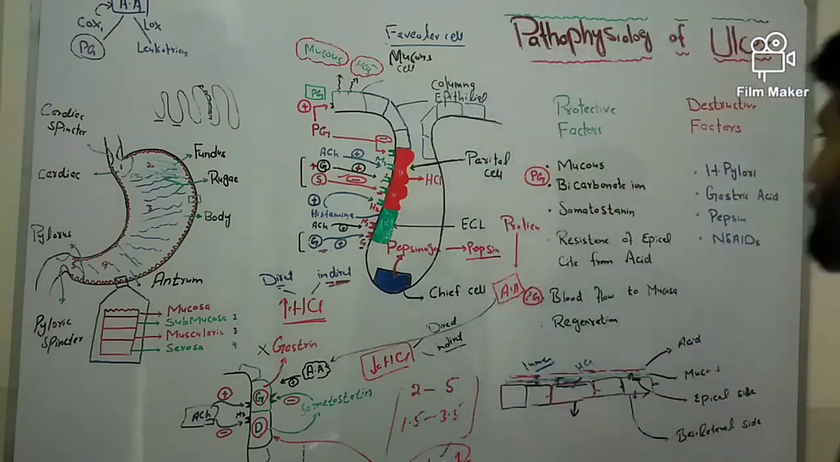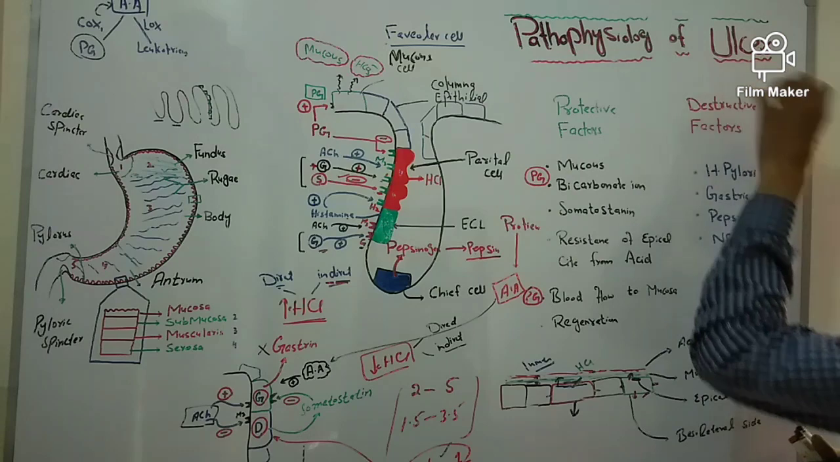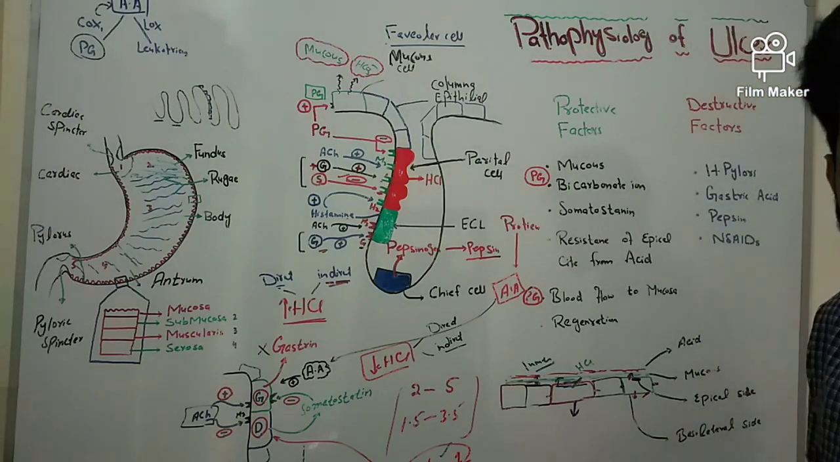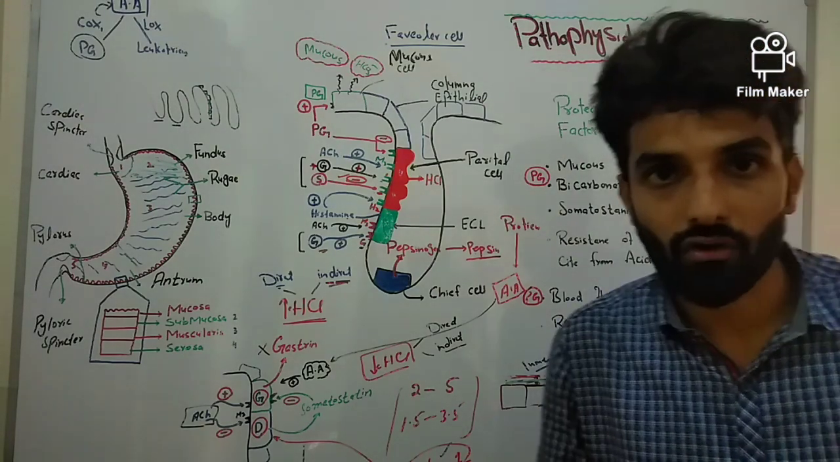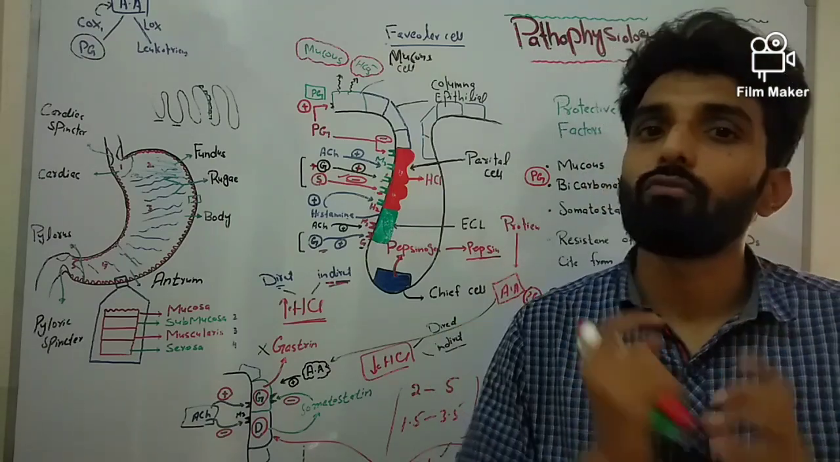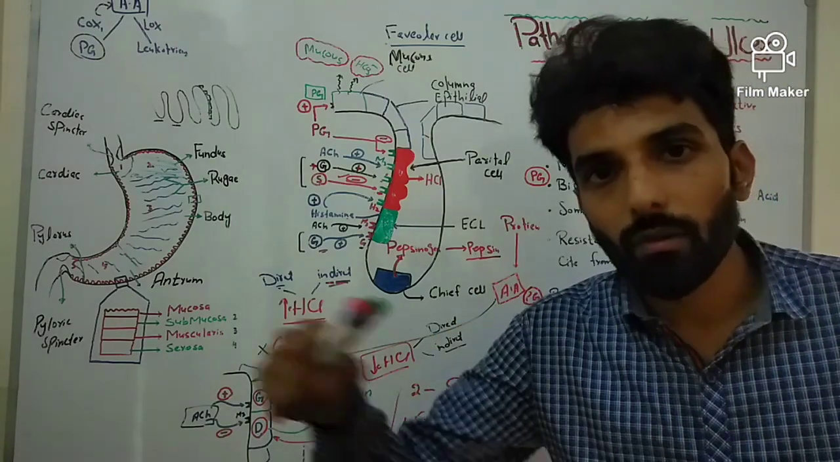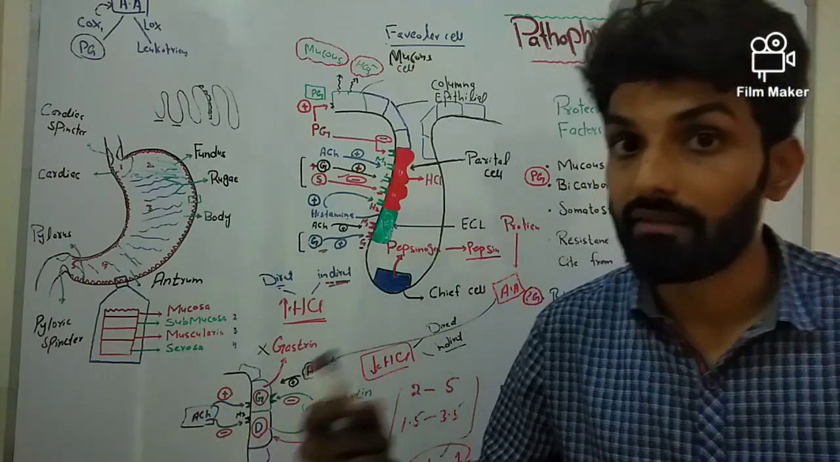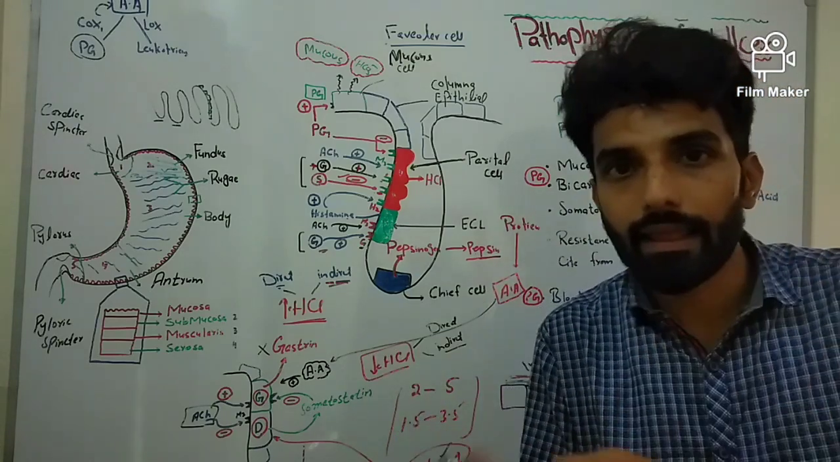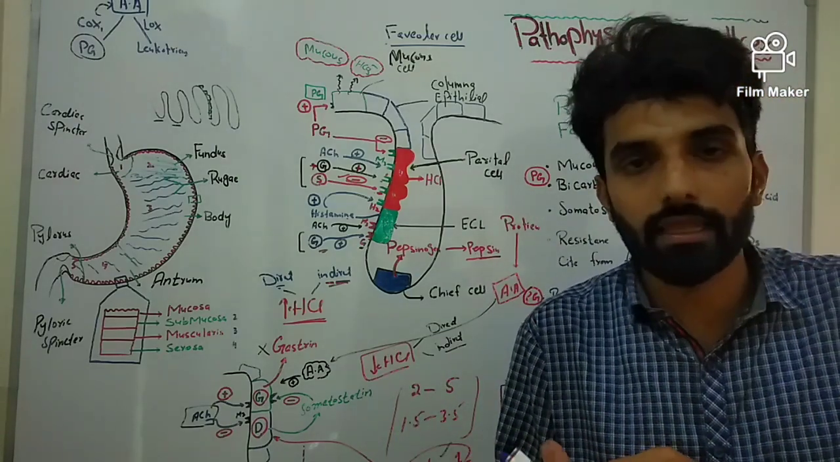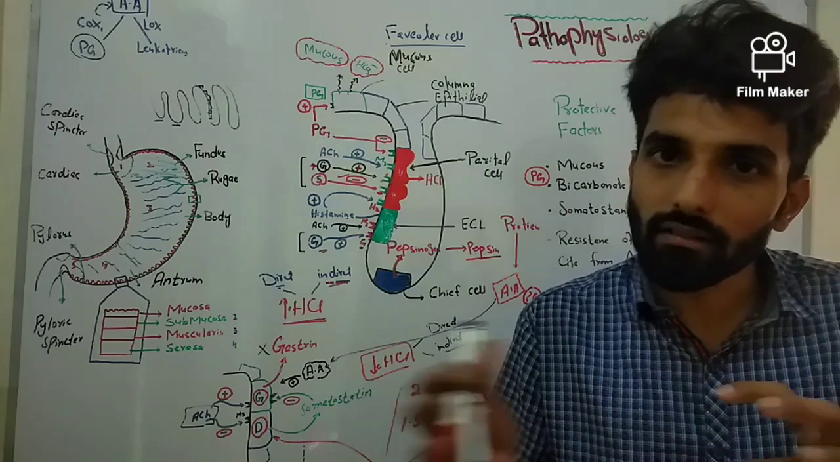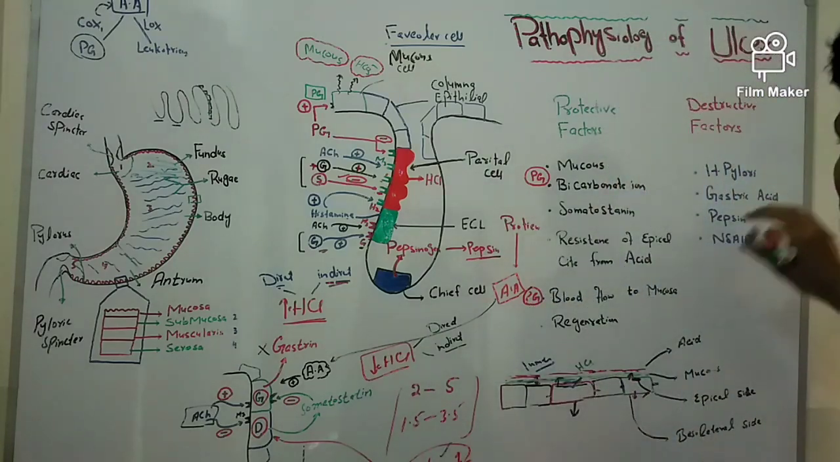Okay. Now let's talk about the destructive factors. H. pylori. Helicobacter pylori is a bacteria that can cause ulcer. Detailed pathophysiology of this bacteria will be discussed in later videos. I will explain how this bacteria will adhere, how it will cause toxicity, and how it will damage the cell. All these mechanisms will be explained.